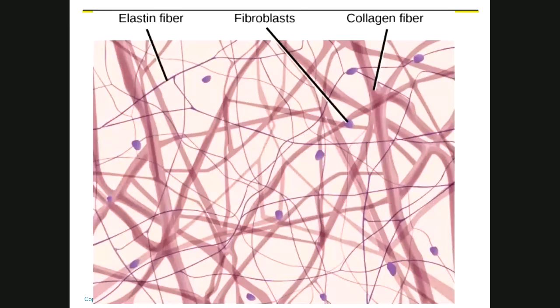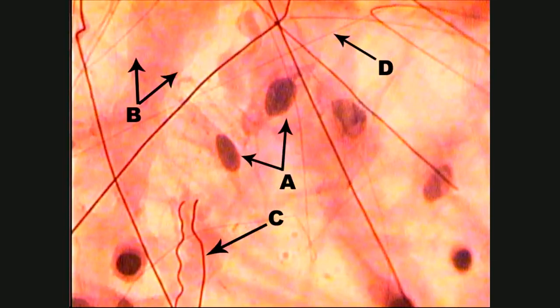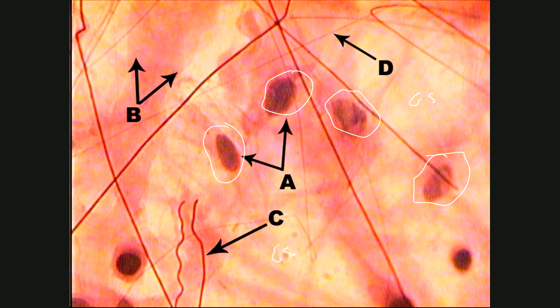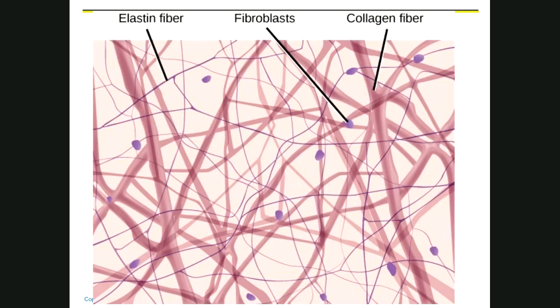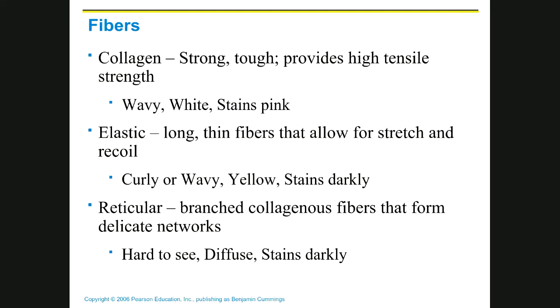If we look at a real picture, it would look like this. So look, there's cells right there. There's cells. Here's the ground substance in here. This stuff, this ground substance. And then when you look in here, we're going to see fibers. So let's go back and talk about the fibers. There's 3 kinds of fibers.